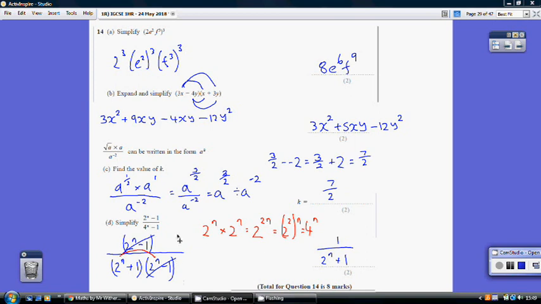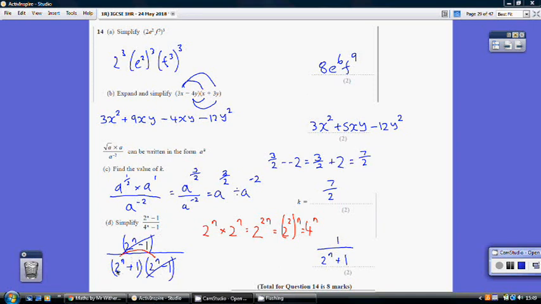Now part D, this is probably the trickiest bit on the whole paper, I think. So what you've got to do, you've got to spot the denominator is the difference between two squares. So 4 to the power of n minus 1 is the same thing as 2 to the power of n plus 1 in brackets multiplied by 2 to the power of n minus 1 in brackets.